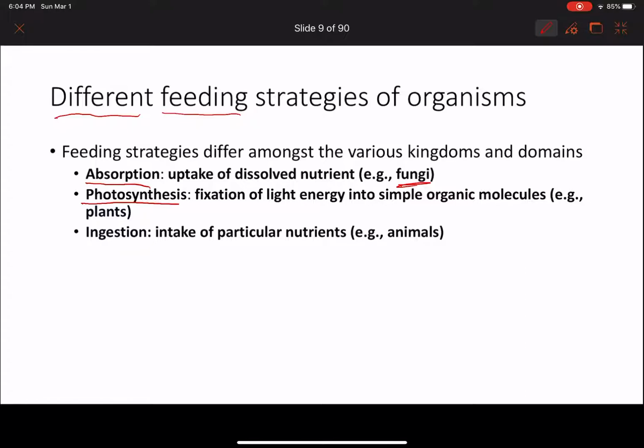It cannot be particulate. Okay? Photosynthesis is a different feeding strategy, which is the fixation of light energy into simple organic molecules. Example, plants. So a plant does not absorb. Plants use photosynthesis to feed by fixing the light energy into simple organic molecules. Ingestion, like us, we swallow, is the intake of particulate nutrients. Example, animals, and we are one of these organisms who eat using ingestion.